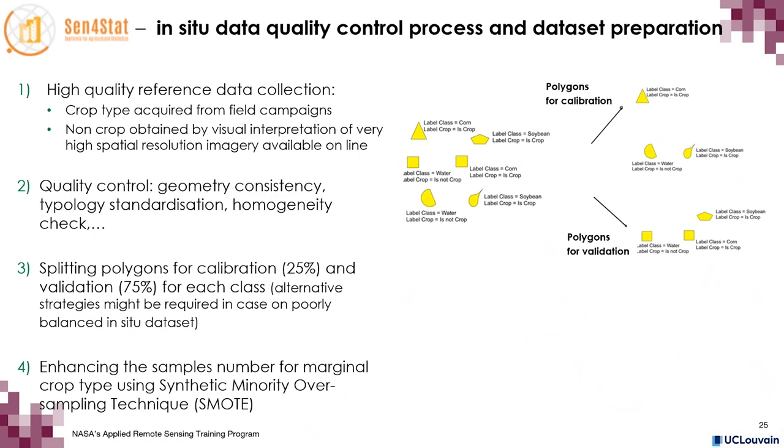The quality control of this dataset collected on the ground will proceed with a geometric consistency check, a typology and standardization, and a homogeneity check. This may discard several polygons which were selected on the ground, but this is the only way to get a high reference quality dataset.